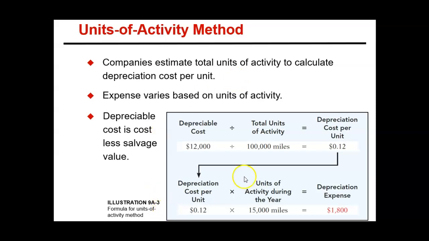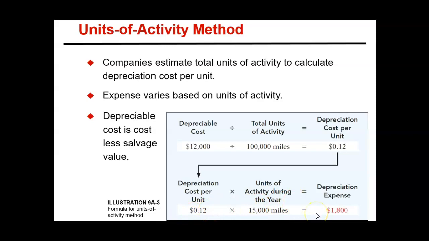So we estimate this truck to be driven for a total of 100,000 miles. Our depreciable cost was $12,000. Therefore, our cost per mile driven is going to be 12 cents. With this approach, you'll be given the actual usage each year. So we're saying in this first year, we drove the truck 15,000 miles. So take the 15,000 miles times the cost per mile, which is 12 cents.